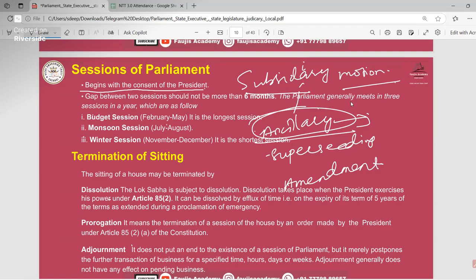Superseding motion is done in order to supersede or oversee the debate which is going on with another issue. So it is similar to the substitute motion. In a substitute motion, you substitute the current proceeding with some other thing. But in superseding, you override the current thing with a matter of higher importance. That is what superseding is.